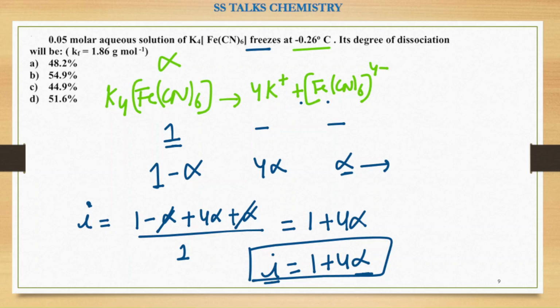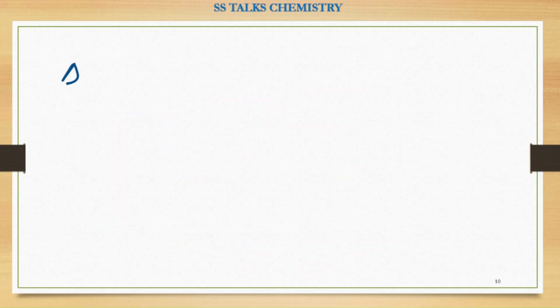In the case of freezing points also, this thing happens. Initially, you have some solvent and you measure its freezing point. Then you add the non-volatile solute to it and measure the freezing point. So you observe a depression in the freezing point. That is denoted as delta TF.